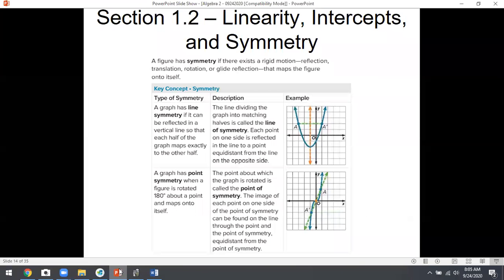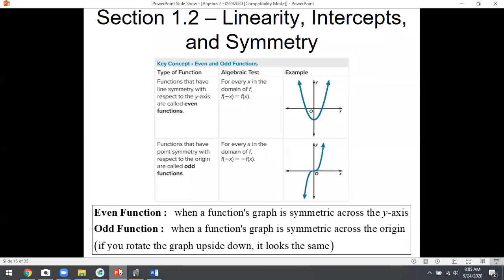Now, there's also symmetries that were talked about in this kind of thing. There's even and odd symmetry. There's specifically line and point. I'm not going to have that on the test anywhere in this packet, but I'm going to have these two, even and odd.